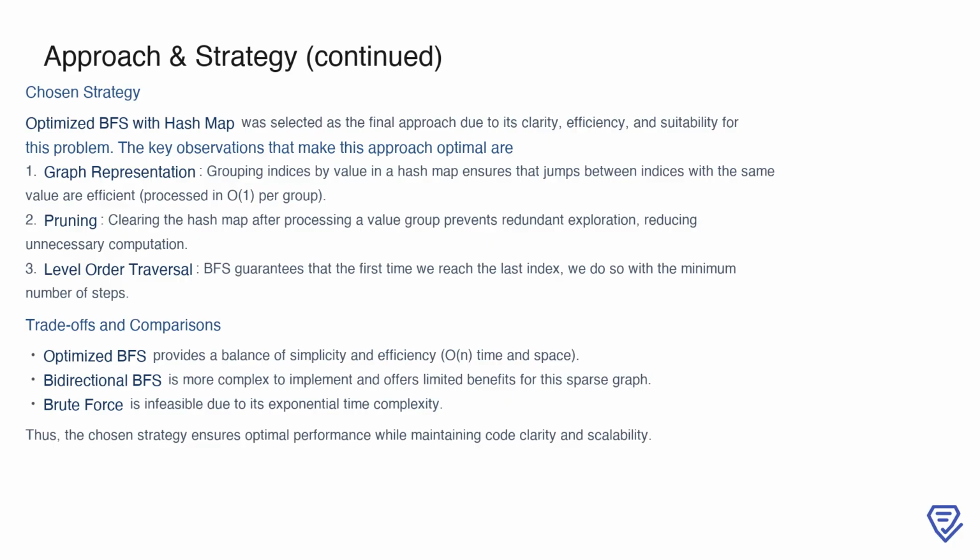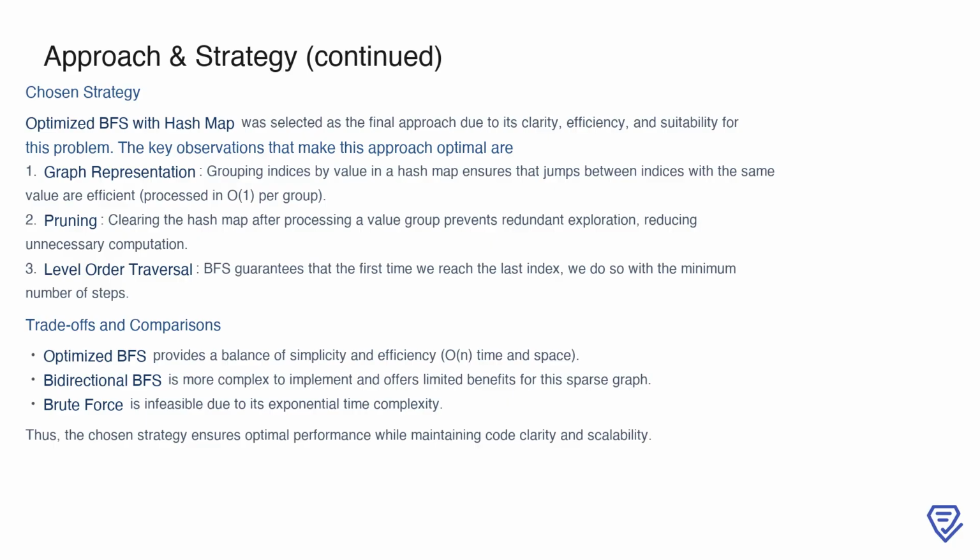Key insights that make this approach effective include grouping indices by value in the hash map, which allows efficient processing of jumps between indices with the same value, and clearing value groups from the hash map once processed to eliminate redundant exploration. By using BFS, we ensure a level-order traversal of the graph, meaning the first time the last index is reached, it is guaranteed to be with the minimum number of steps. This method strikes a balance between performance and clarity, achieving O(n) time and space complexity.